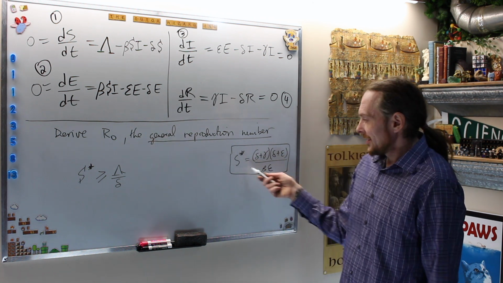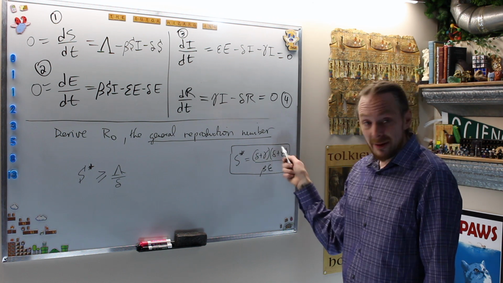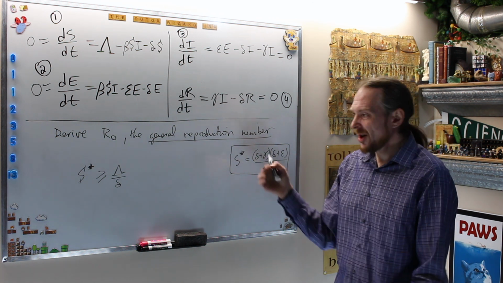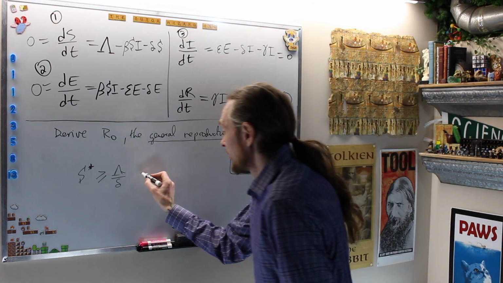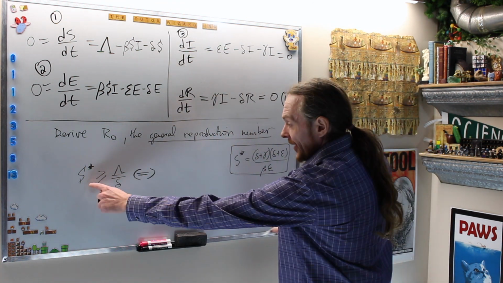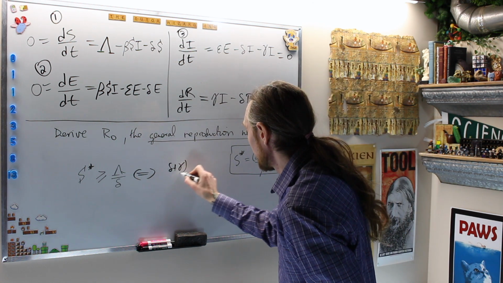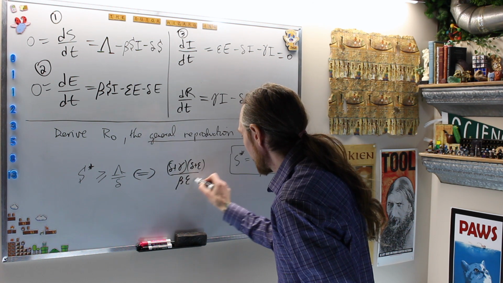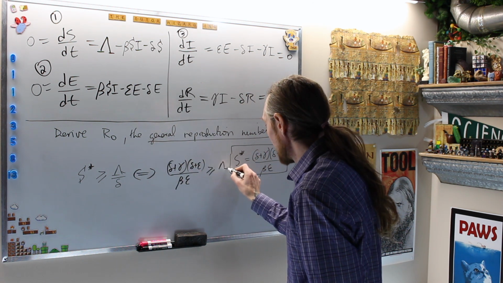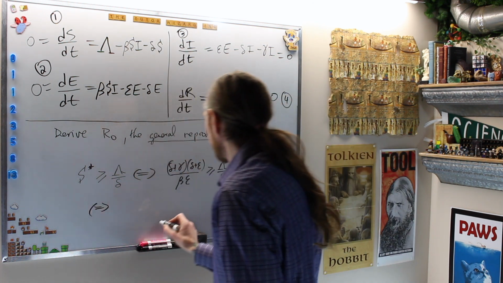If I want this condition to be true, I can now put that in there and now put the parameters in there, and that's what we're going to solve and call R0. Let's do it, and then I'll show you what I mean by that. This is true if and only if I know what S star is. This delta plus gamma, delta plus epsilon over beta epsilon has to be greater than or equal to lambda over delta. This is if and only if.